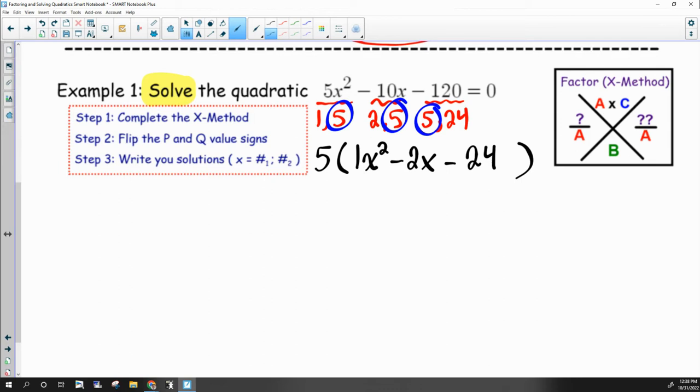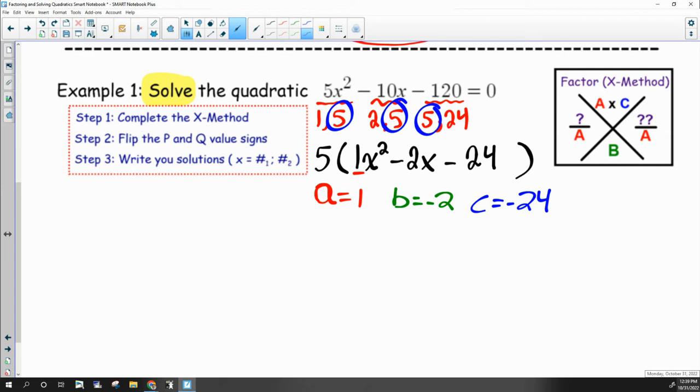Distribute? No. Not if we distribute, we'd actually go back to where we were. We are going to do our x method, but what do I need? I need to know what 3 things. A, B, and C. A is 1. B is 2. C is negative 24.